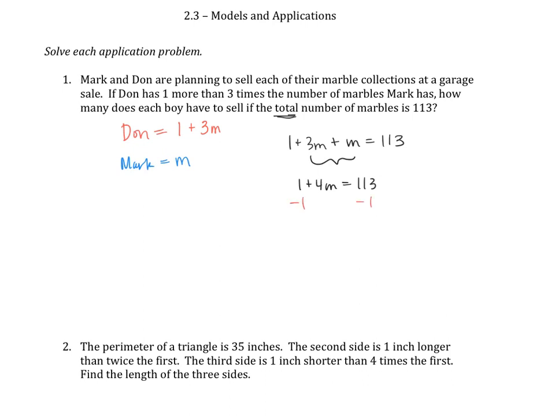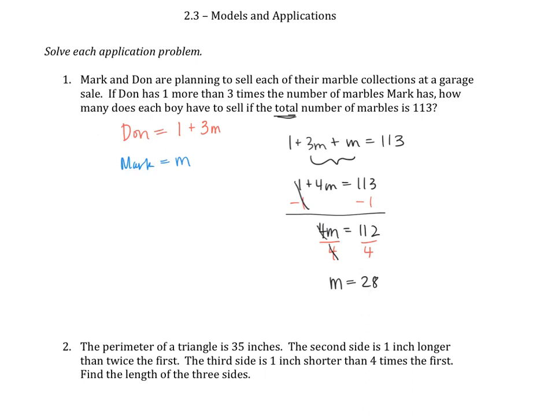Then to solve, we subtract 1 from both sides so that we can isolate the m. So we get 112, and we divide by 4. That gives us m equals 28. Okay, we can't just say m equals 28 and be done. We have to make sure we answer the question. It says, how many does each boy have to sell? So we need to take m equals 28 and look at what we have represented for Don and Mark and figure out how many each one has.